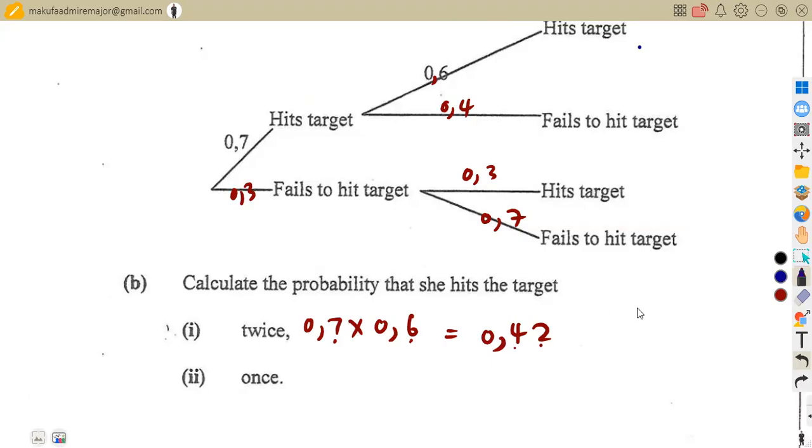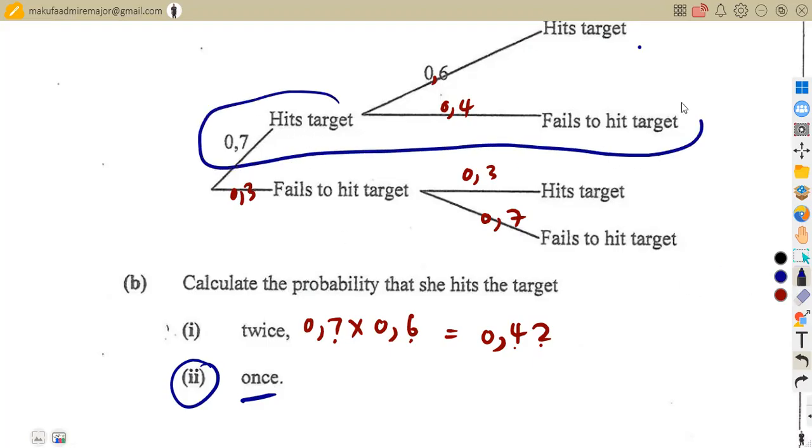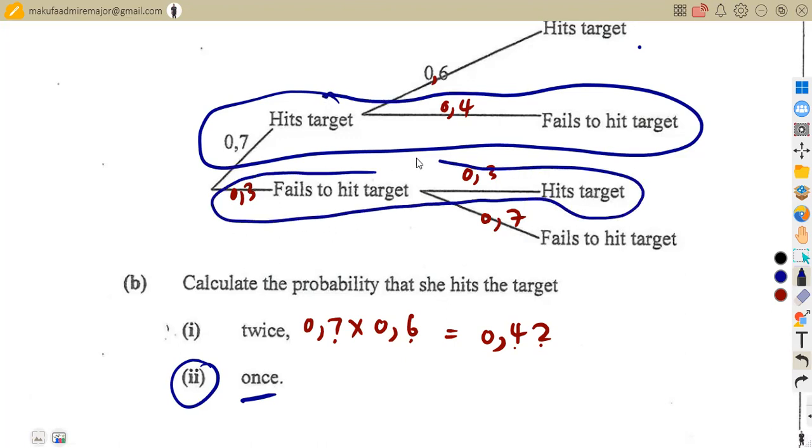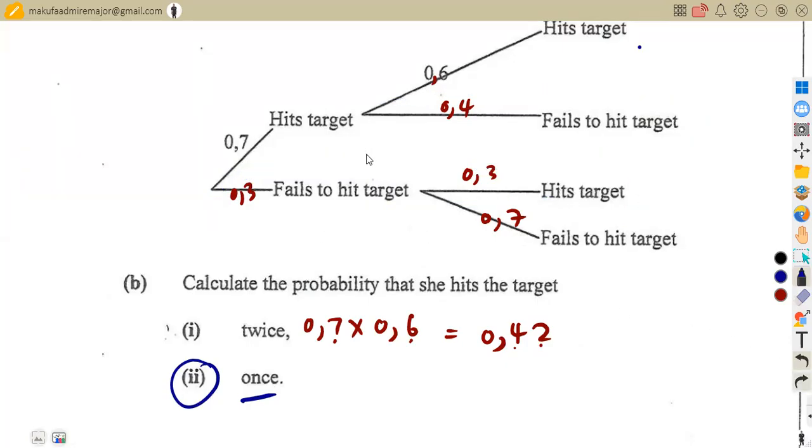All right. Then the other question is to calculate the probability that she hits the target once. In this case, that is only once. So it means she can hit the target, then fail to hit the target, or she can fail to hit the target, then hit the target. So which conditions are we going to work with? We are going to work with this condition. She hits the target the first time, she fails for the second time, or she fails for the first time, then she hits for the second time. These are the conditions that she hits the target only once.